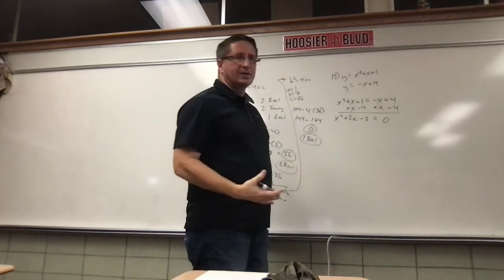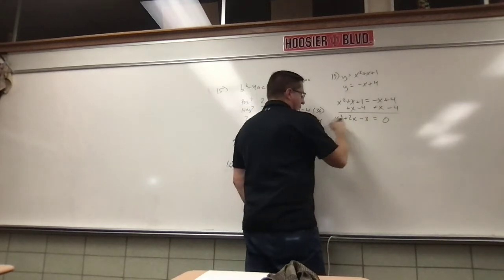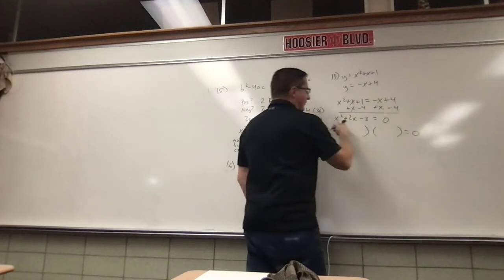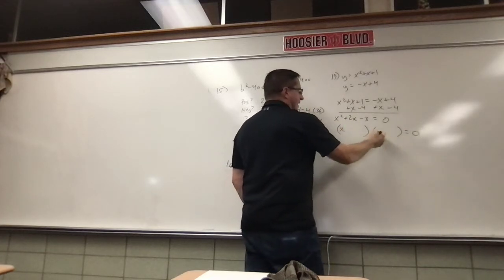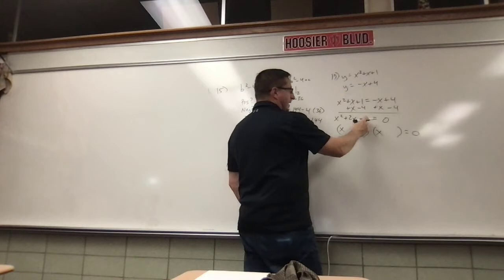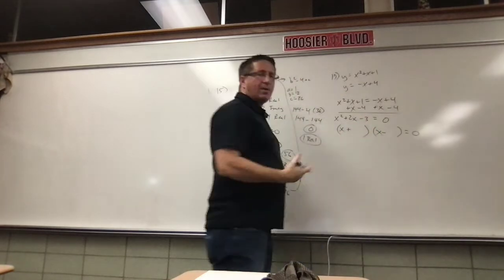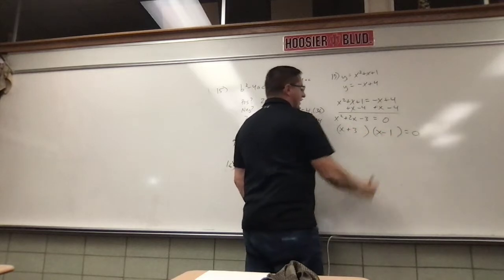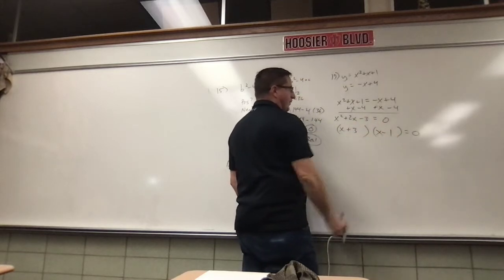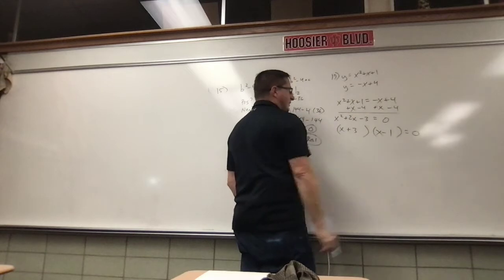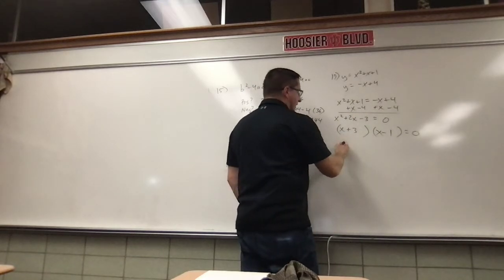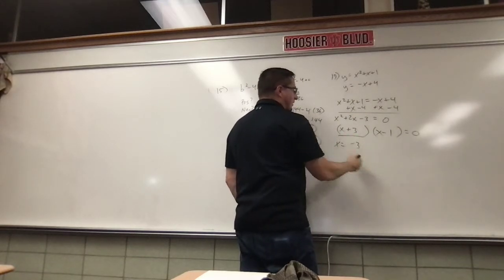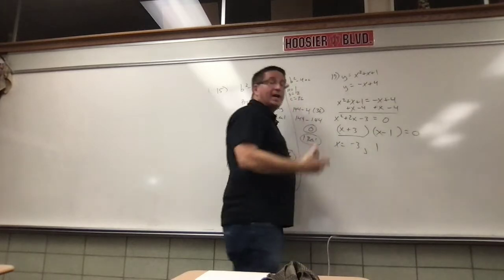We have to factor this thing, okay? So we have our two sets of parentheses. There is no common factor here. x squared is x and x. We look at our last term, it's a negative, so a plus and a minus. How do you multiply to get negative 3 but add to positive 2? Positive 3 and negative 1. 3 times negative 1 is negative 3, and 3 plus negative 1 is positive 2. So my solutions are x equals negative 3 and positive 1, but you're not done.